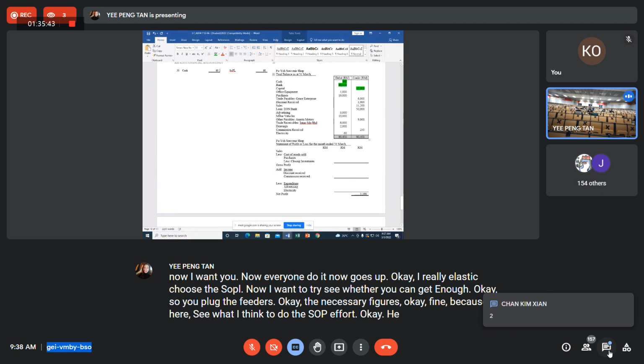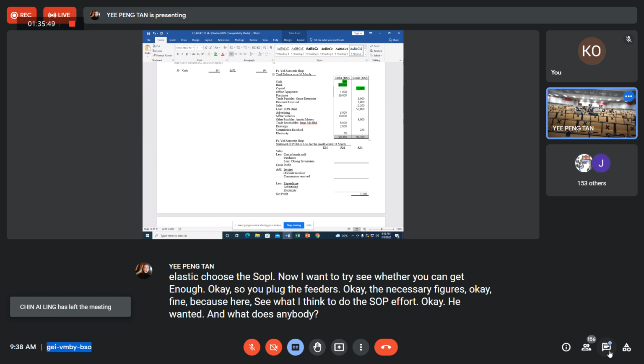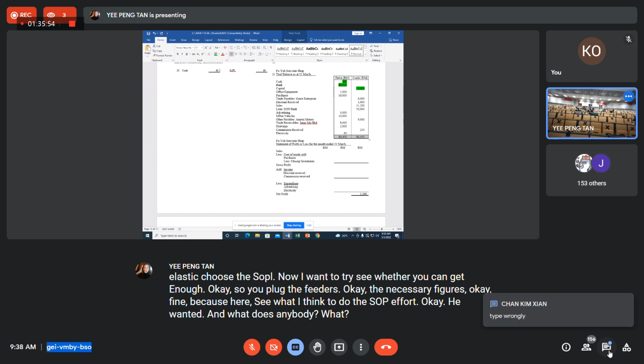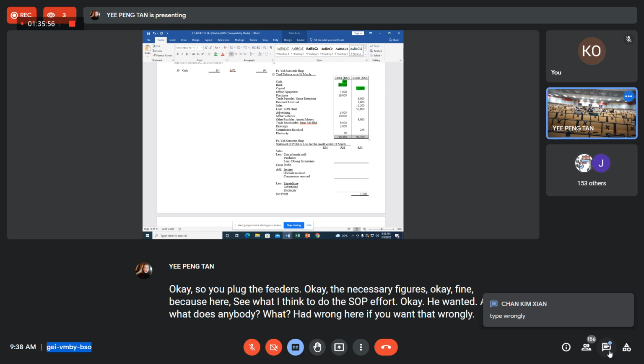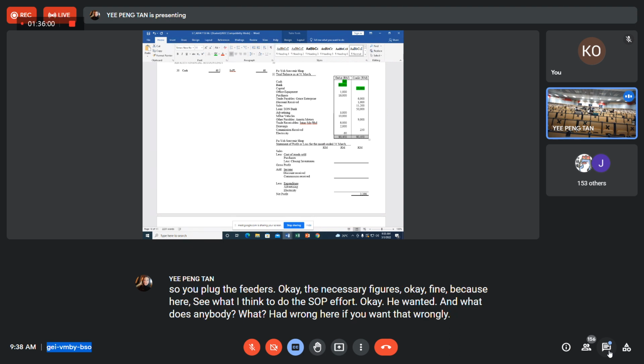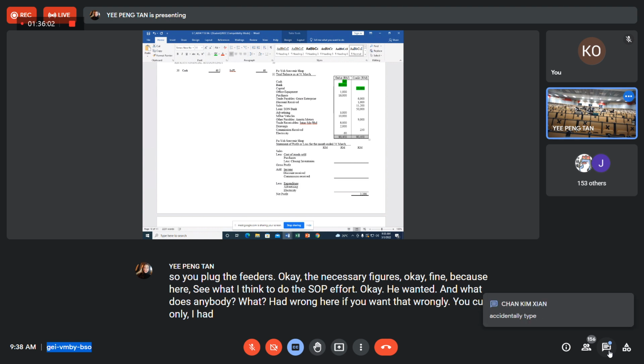Kim Xian, what do you mean by 2? Huh? What does it mean by 2? Type wrongly. Which one typed wrongly? You typed wrongly, I typed wrongly. Accidentally typed, oh, okay.